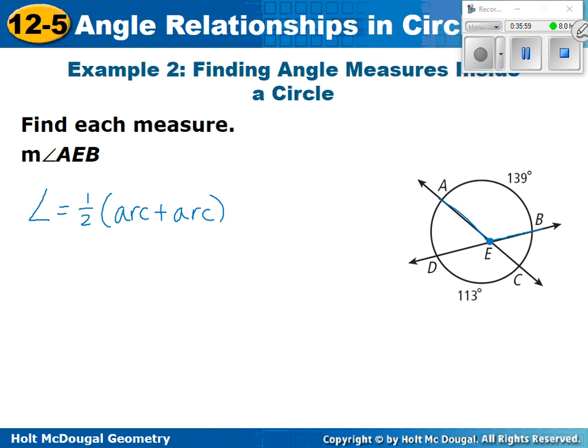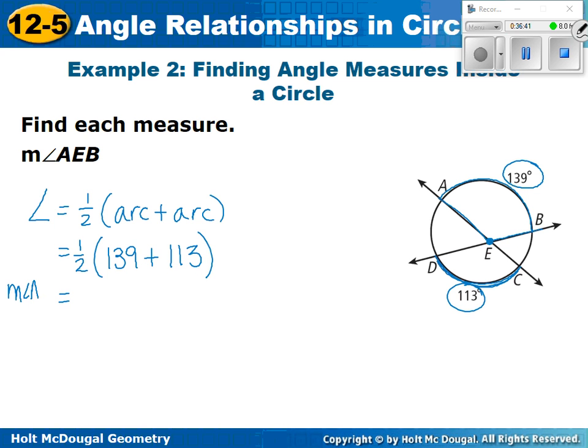Now I have to figure out which two arcs to add. Remember, it's the one that's inside the angle. So what arc is inside the angle? 139, AB 139. And what other arc do we add to it? The one across from it. You can think about it like a vertical arc, but know that they're not the same measure. So the one across from it, which is 113. So it is 1/2 of 139 plus 113. You add when they're inside. What do we get when we take half of 139 plus 113? 126. So the measure of angle AEB is 126 degrees.